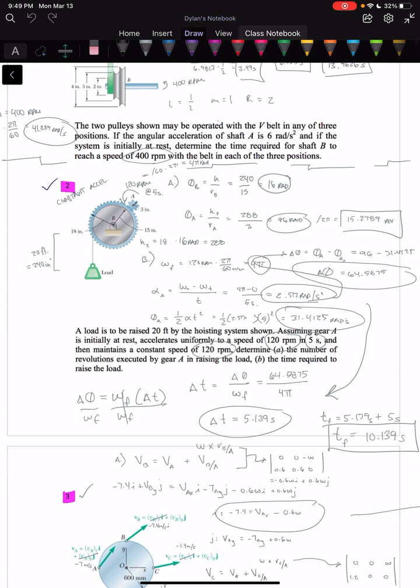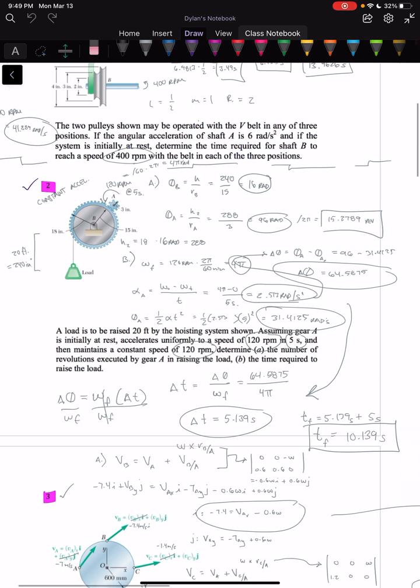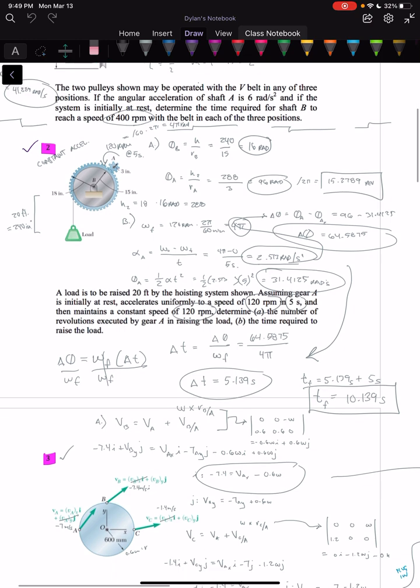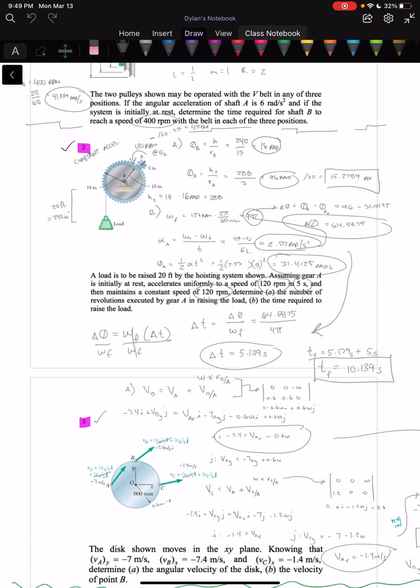And from that point, we were able to get a similar formula as above, where the change in t is the change in theta over the angular momentum. And we're able to get the total time after we took the magnitude of that.